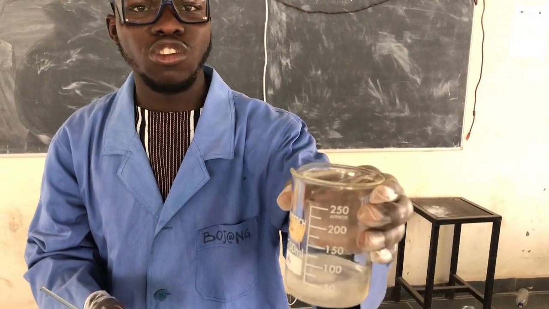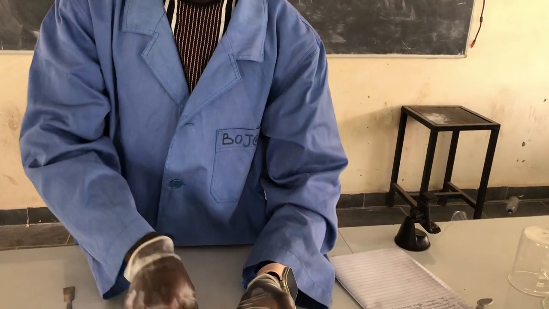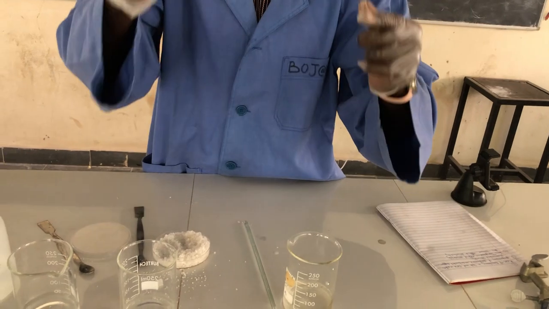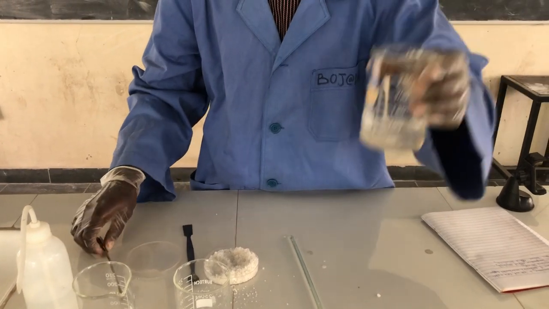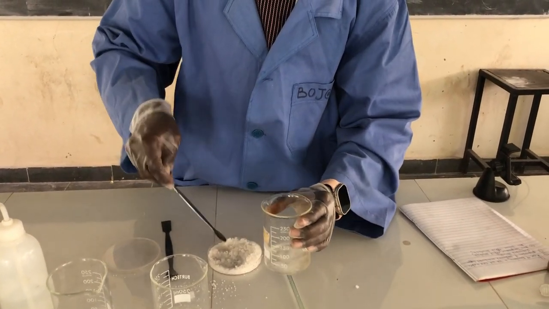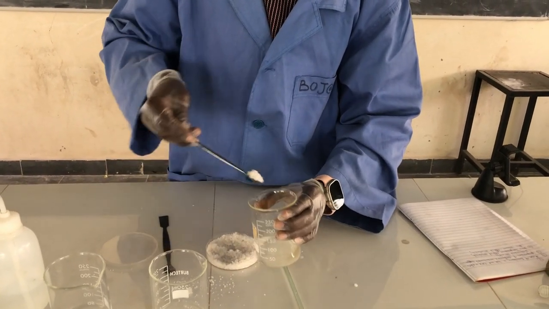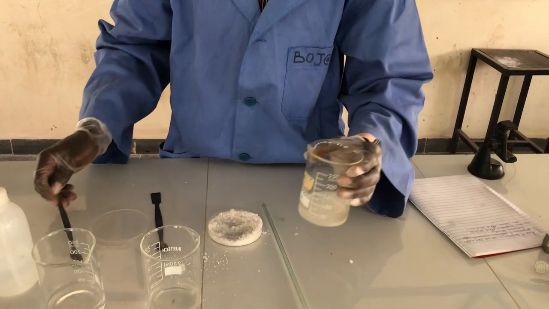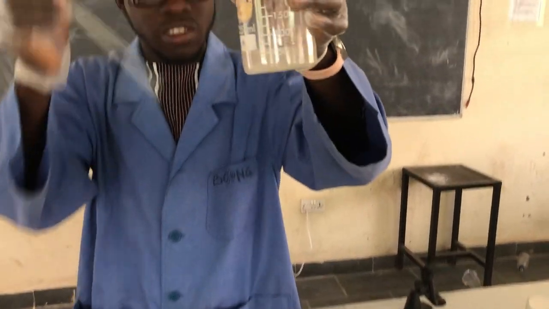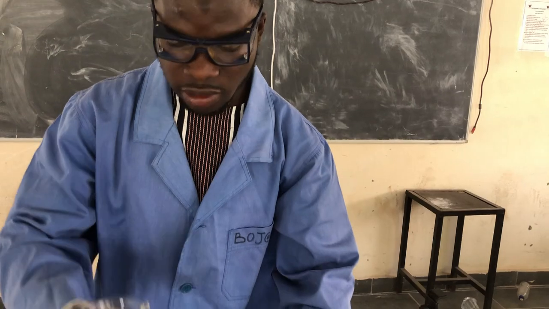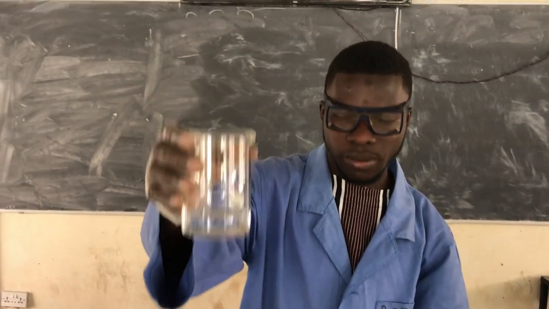Because remember we said a solution is the homogeneous mixture between what? A solute and a solvent. And homogeneous is a state whereby you are not able to differentiate the two substances that are being mixed together. But here we are able to differentiate. Let's add more to make it supersaturated solution, because we said it contains more solute than it can dissolve. Yes. So this is supersaturated solution. This is a saturated solution, and this is unsaturated solution.